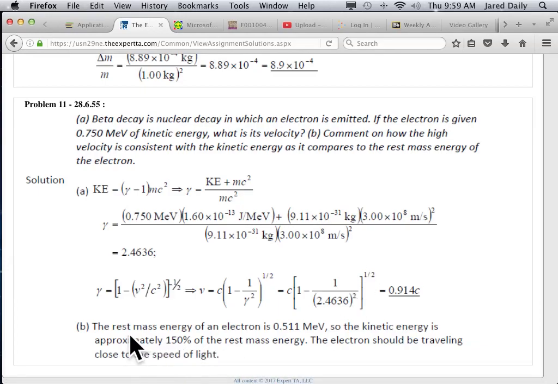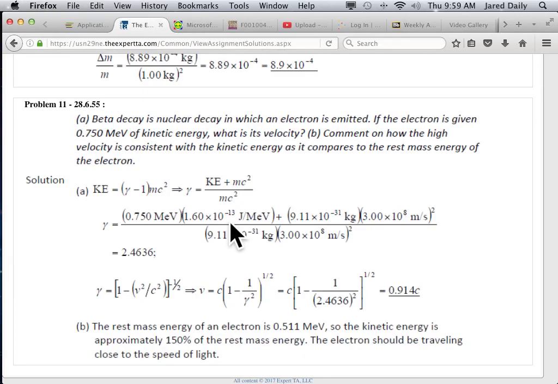Oh, right, part B2. Comment on how the high velocity is consistent with the kinetic energy as it compares to the rest mass energy of the electron. The rest mass energy of the electron, you can calculate it or look it up either way. The rest mass energy is always mc squared. You take the mass of the electron times c squared and you get 0.511 mega electron volts. Kinetic energy is 150% of the rest mass energy.